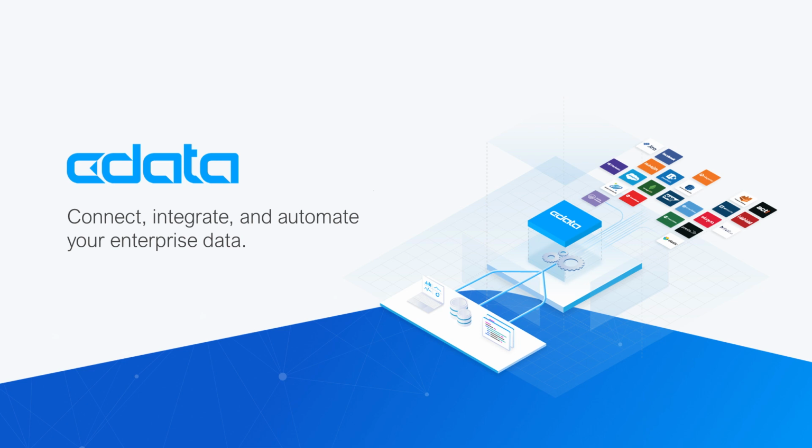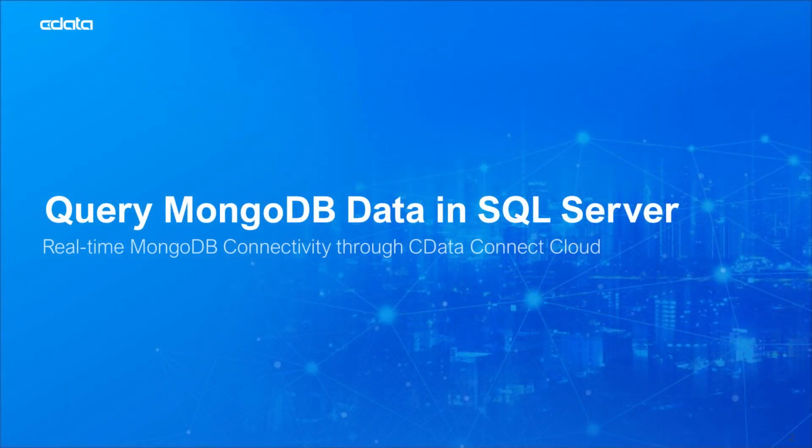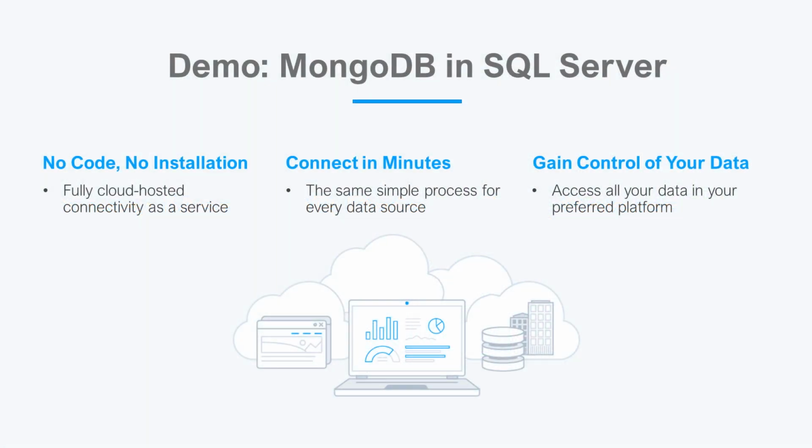CData Connect Cloud provides access to your MongoDB Atlas data in SQL Server linked servers. With Connect Cloud's data connectivity as a service, you can easily work with your cloud data in your preferred cloud tools and applications. Let's say I want to work with data in a SQL Server database, but my relevant data is in MongoDB. There isn't any native support between linked servers and MongoDB, and that's where CData Connect Cloud steps in.